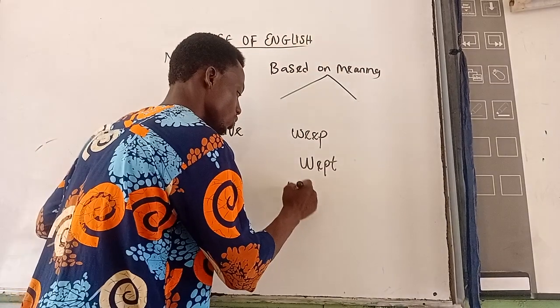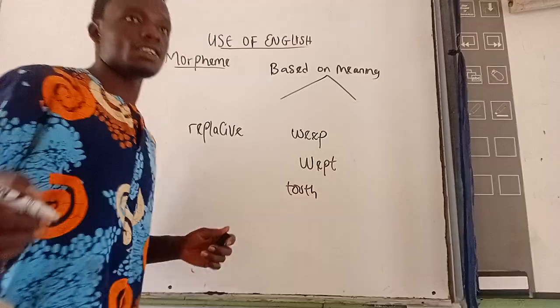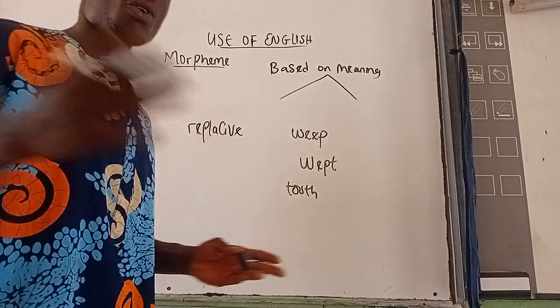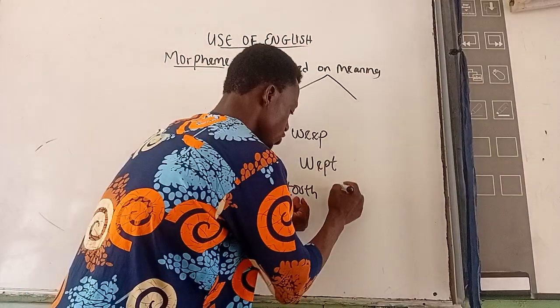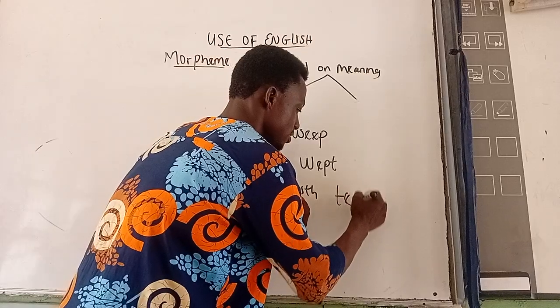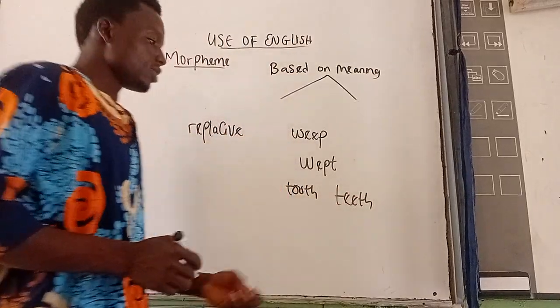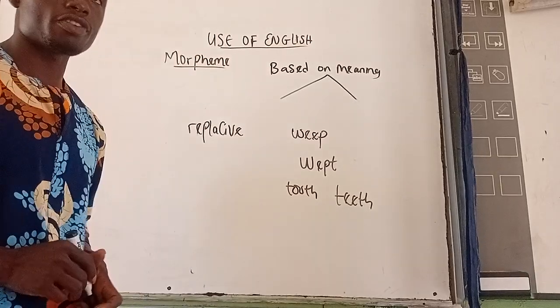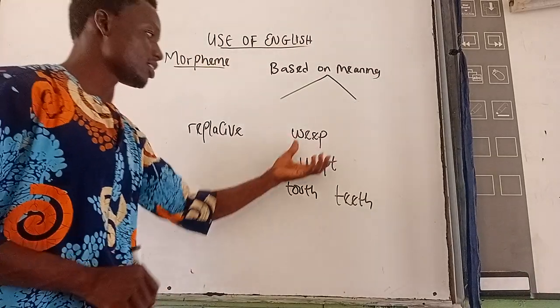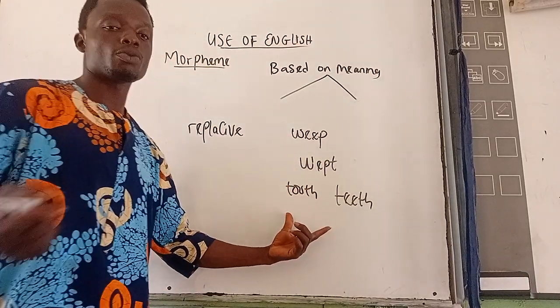Like tooth. It's not just tense alone. It can also be what? From singular to plural. Like tooth, you remove the double O and change it to what? Teeth. So this EE now is like a replacive morpheme there. So not just tense alone, it can also be from singular to plural.